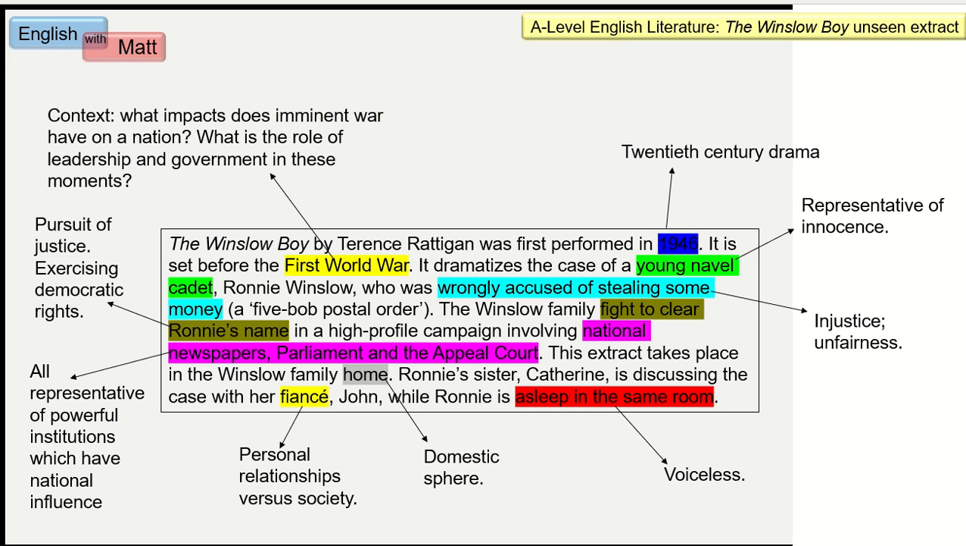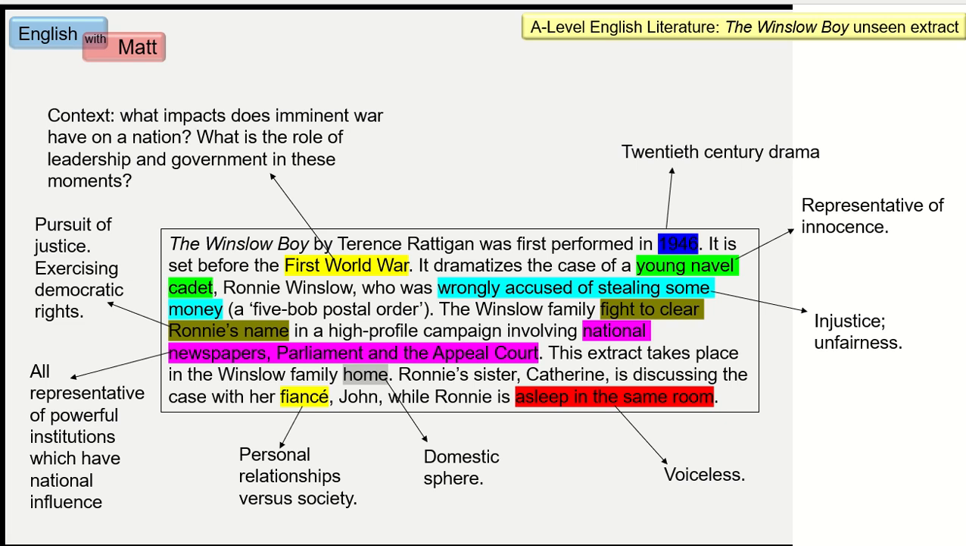For those of you that have studied A Doll's House, this might remind you of that play because the similarity between both A Doll's House and this extract is the fact that they both take place in a family home and more specifically within one room. And of course, that makes us remember that both A Doll's House and this play, at least this extract, is representing the domestic sphere and how personal relationships can be affected by a societal expectation.